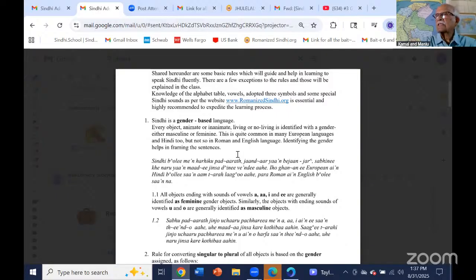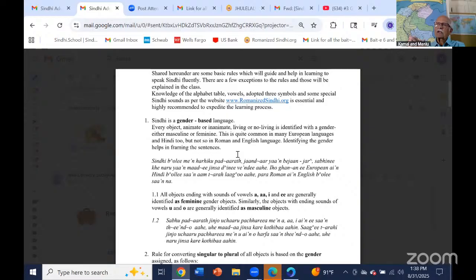Now, did you understand this? Every object, whether living or non-living, animate or inanimate, they all are assigned a gender. And that is true in Hindi language and all European languages, but not in English. Since we are learning in English and you are thinking in English, therefore for you it is important to know that Sindhi language is gender-based language. Now, what does it mean? Tell me.